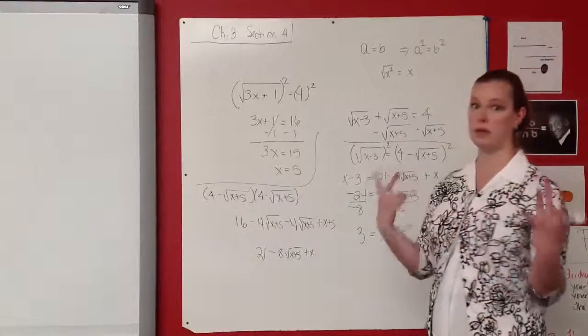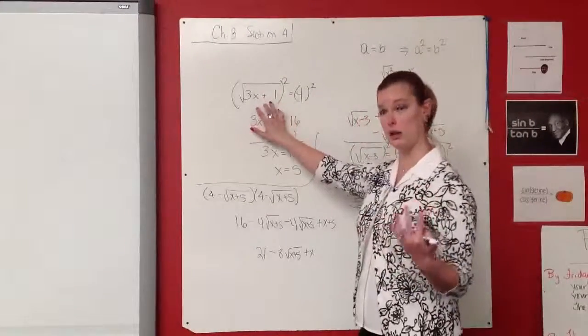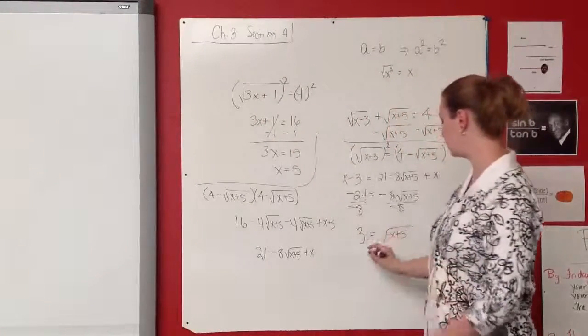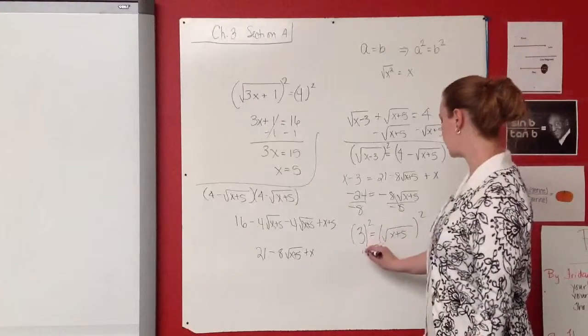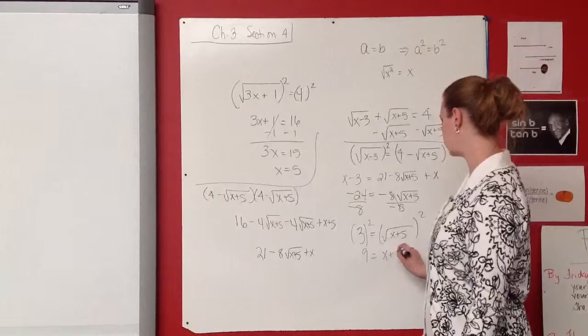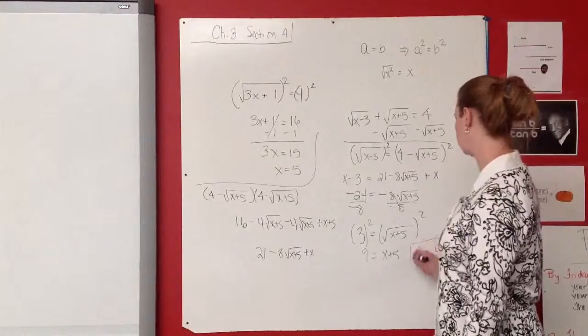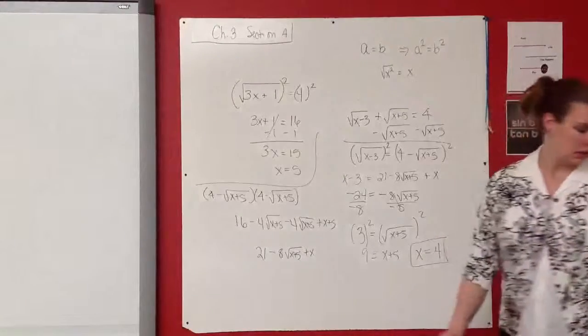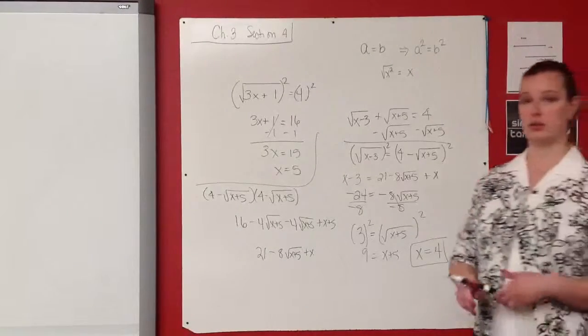Now we're back to the beginning, where we have a radical that's isolated. So square both sides. 3 squared is 9. This equals x plus 5. Subtract 5 from both sides. X ends up being equal to 4. Okay, and that's section 3.4.